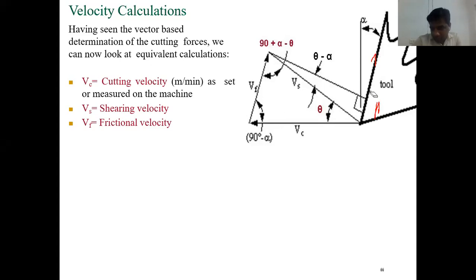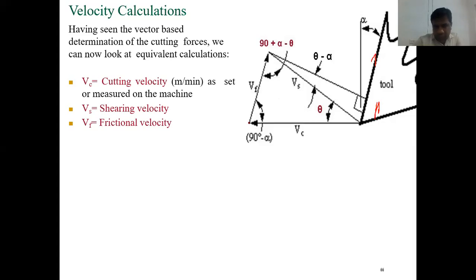The same angle: the velocity of friction is nothing but this velocity, right? So we shifted it from here to here, but the angle remains the same. So this is alpha, and this is 90 degrees. So this angle is coming as 90 minus alpha, because this angle is 90.